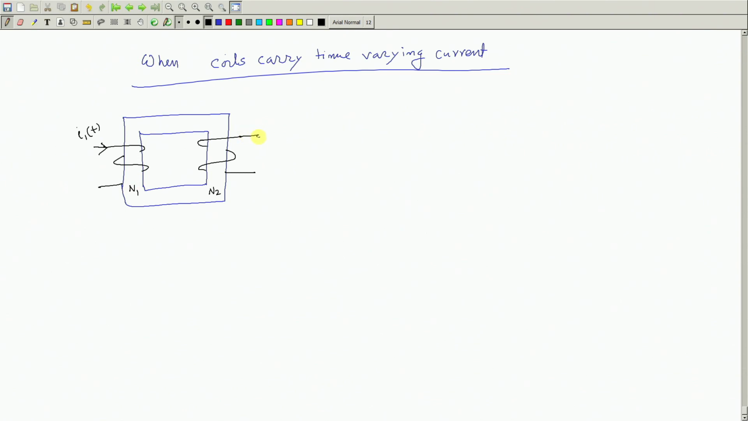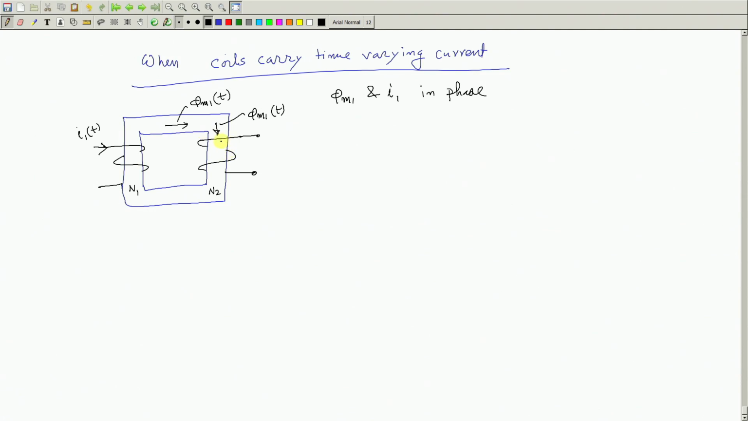Then the question is, this coil will produce a mutual flux, which is phi M1, and that too will be time varying. When this current is maximum, phi M1 will be maximum. When this current is negative, phi will be negative. So this phi M1 and I1 are in phase, and they will change together. Therefore, this flux, which is going to link the second coil, is a time varying mutual flux.